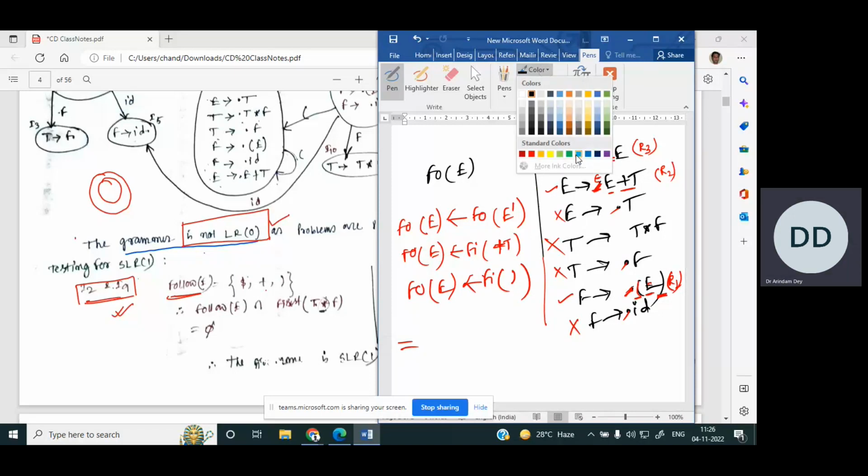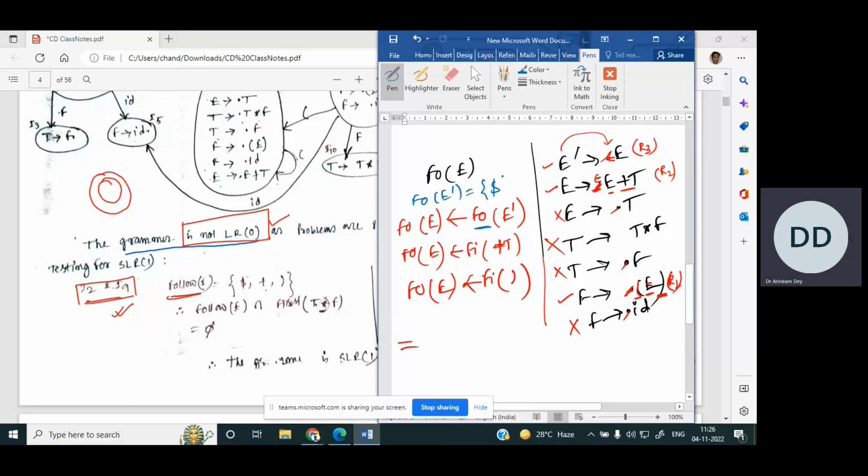Okay. Now let me change the color. Now you know that we have to calculate the follow of E'. You know what the follow of E' is? We know follow of E' will contain dollar. This is very simple because it is the root production, right? And nowhere is E' there. So only a single time the follow of E' is found.